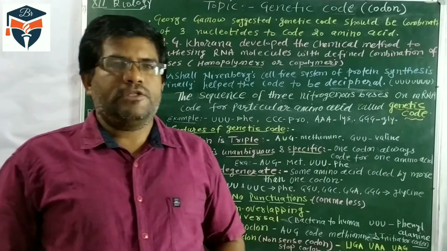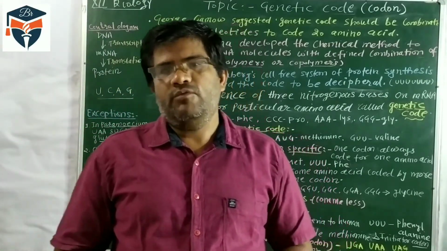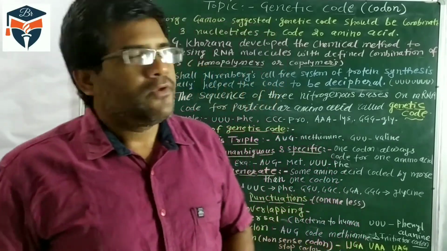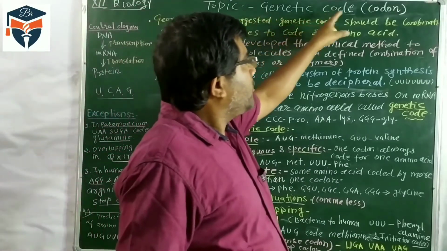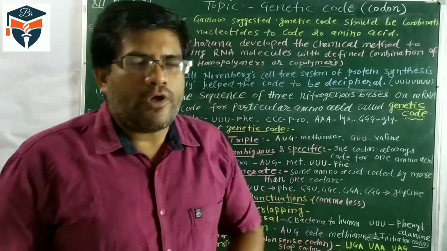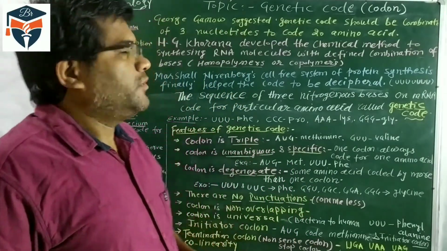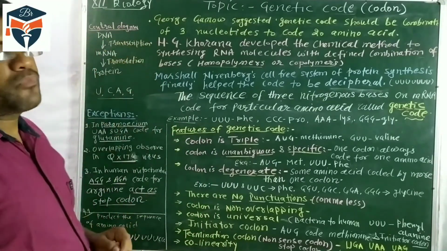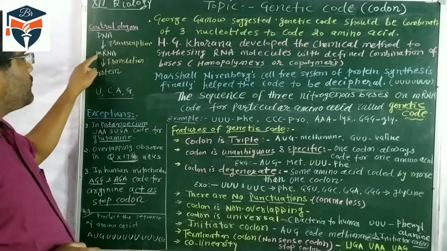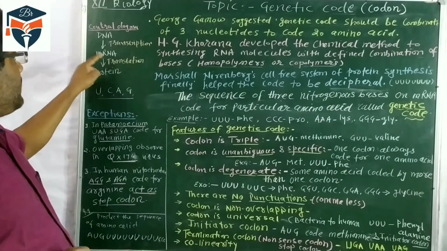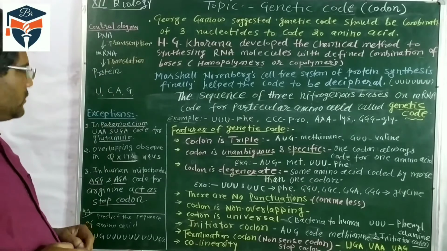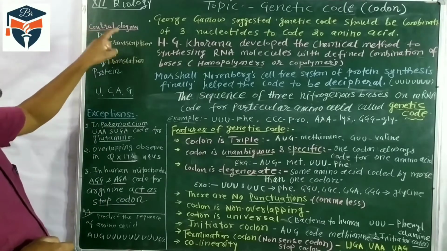Today we are discussing the chapter The Molecular Basis of Inheritance, Class 12, and the topic today is the genetic code, or genetic codon. Earlier we have learned about the central dogma. In the central dogma, DNA is transcribed to form mRNA, and the mRNA molecule is translated to protein. This phenomenon is called the central dogma.